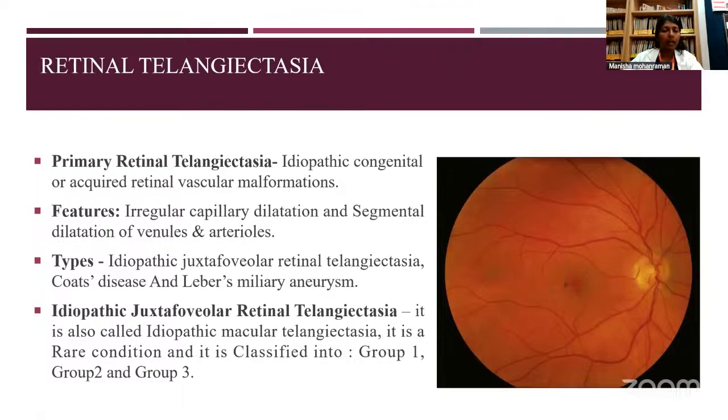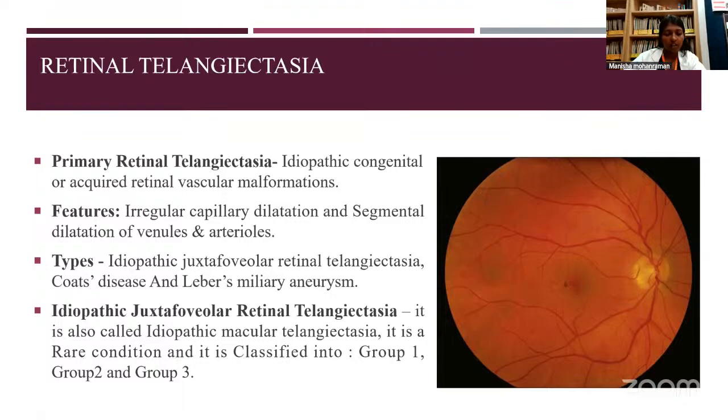The next one is retinal telangiectasia. Primary retinal telangiectasia is caused by idiopathic congenital or acquired retinal vascular malformation. The features are irregular capillary dilation and segmental dilation of venules and arterioles. The types are idiopathic juxtafoveal retinal telangiectasia, Coats disease, and Leber's miliary aneurysms. The first, idiopathic juxtafoveal retinal telangiectasia, is also known as idiopathic macular telangiectasia.